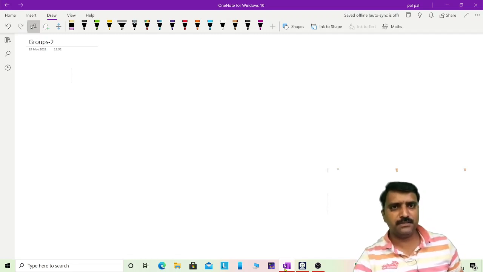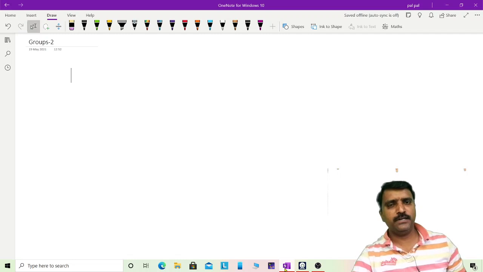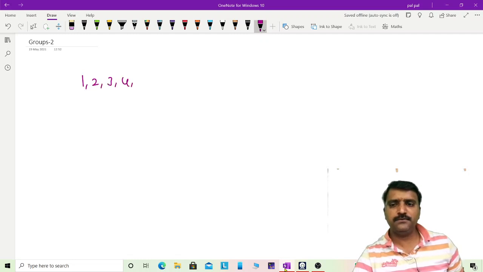What are the natural numbers? Which numbers do you call natural numbers? Natural numbers means all counting numbers are called natural numbers. Counting numbers means 1, 2, 3, 4, 5, 6, and so on. These counting numbers are called natural numbers, and we denote that set by N, the set of all natural numbers.